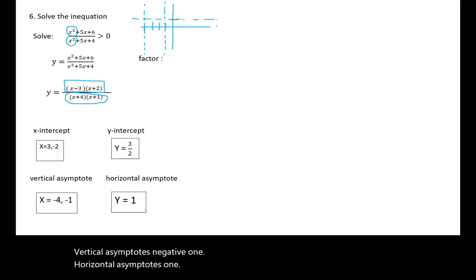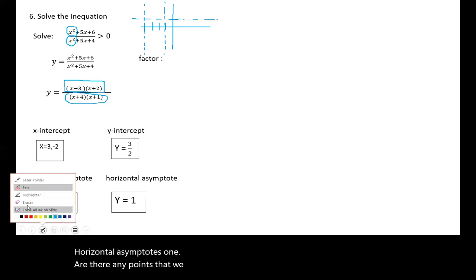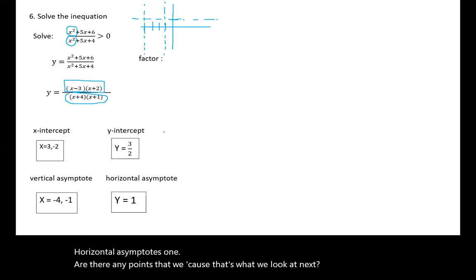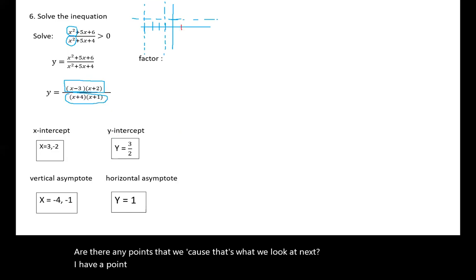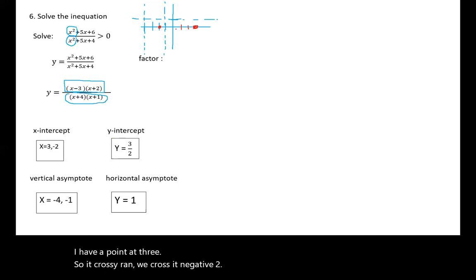Are there any points that we know? Because that's what we look at next. I have a point at 3. So we cross here and we cross at -2. A y-intercept of 1.5, that would be here.